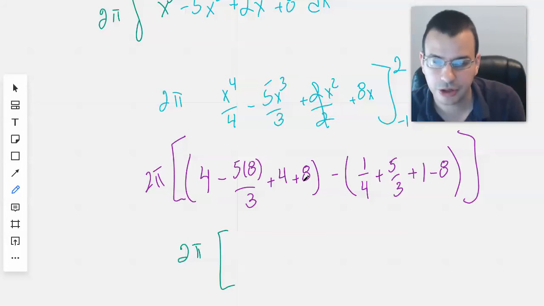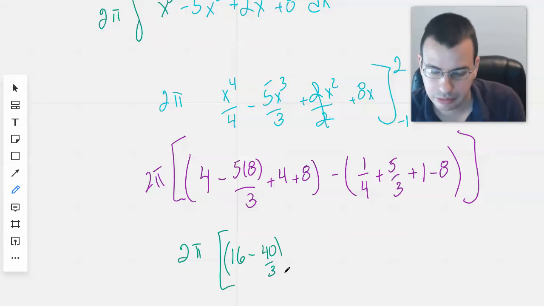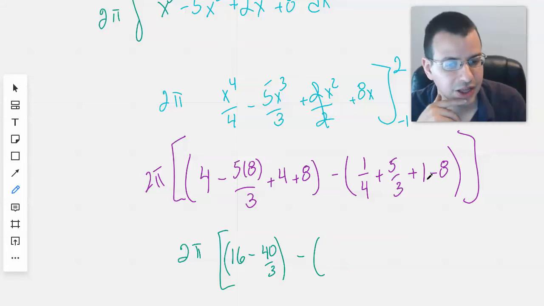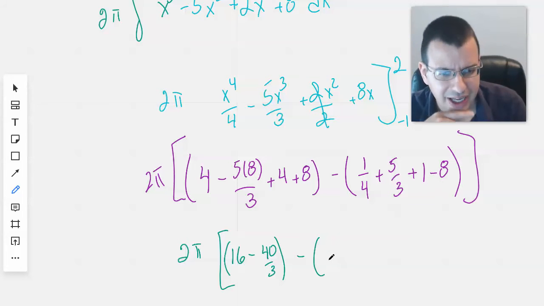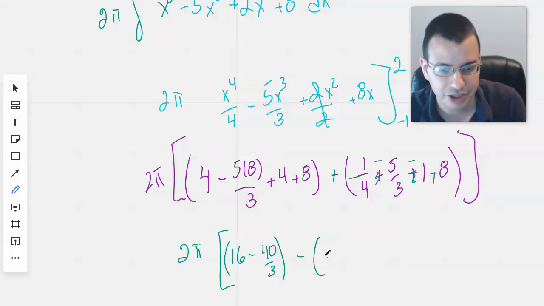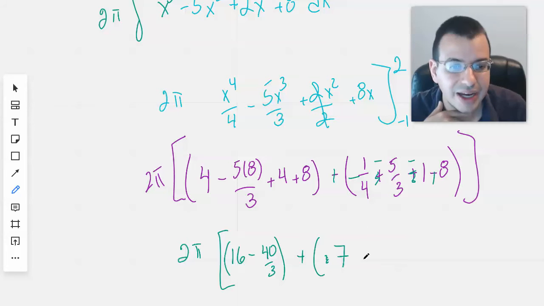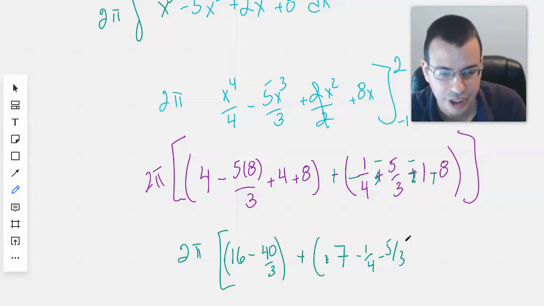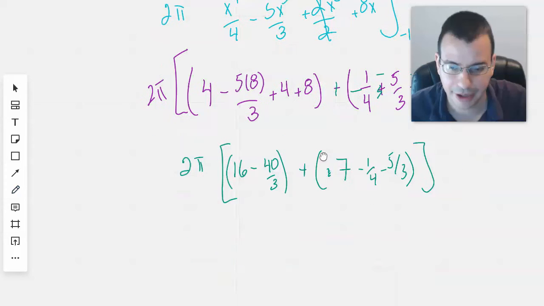So we have 4 plus 4 plus 8 is 16 minus 40/3. Okay? That's doable. Minus, okay, now here we have negative, so we'll distribute this. So we have positive 7. So we'll do a plus. Plus 7 minus 1/4 minus 5/3. So that's going to have to go to 12ths as a common denominator.